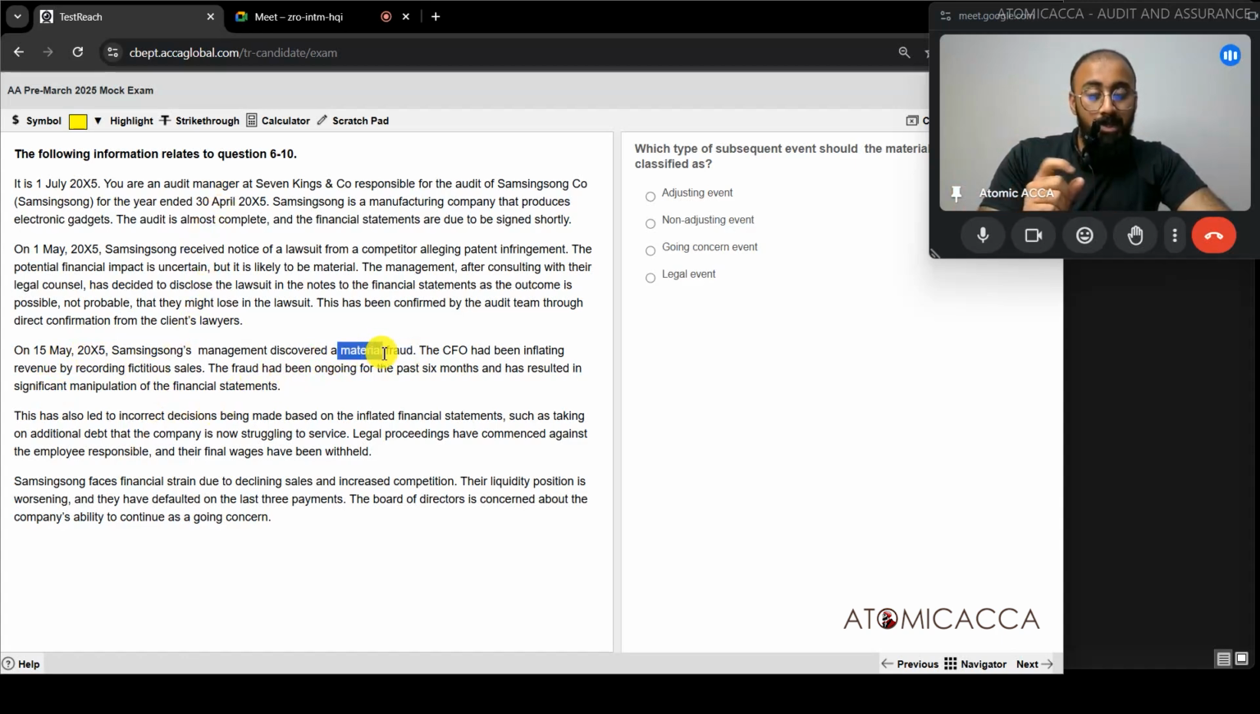The word material means it is something to be shown within the financial statement. Either it could be within the adjustments or it could be through the disclosure. But whatsoever it is, material things should always be there in the FS.